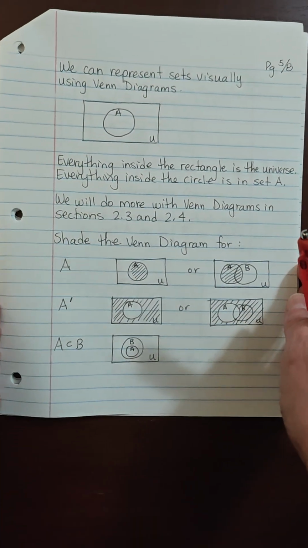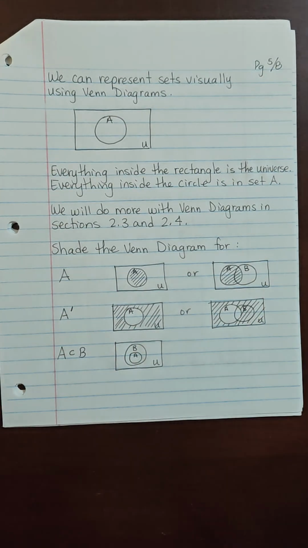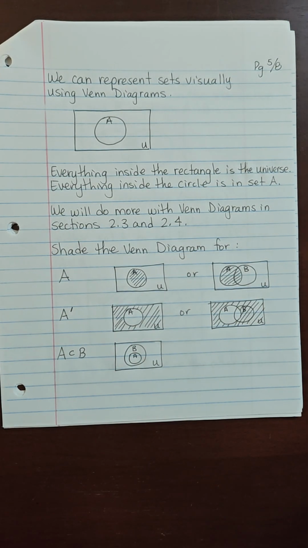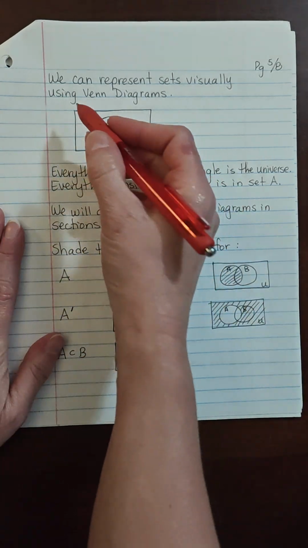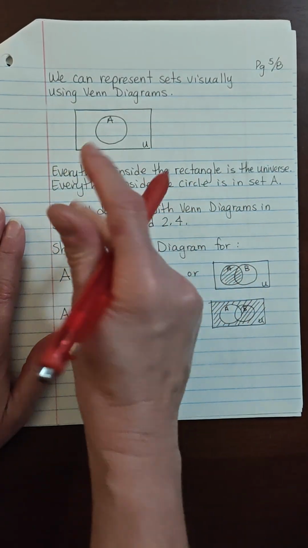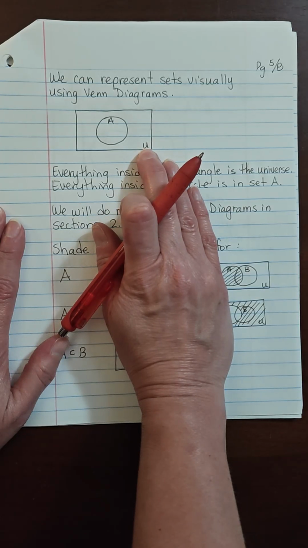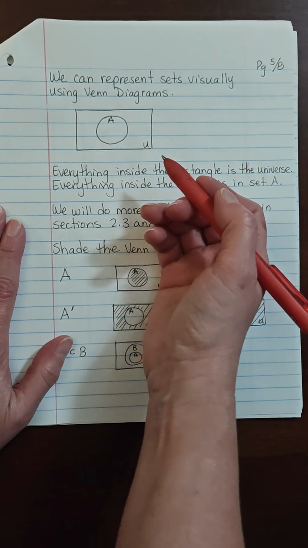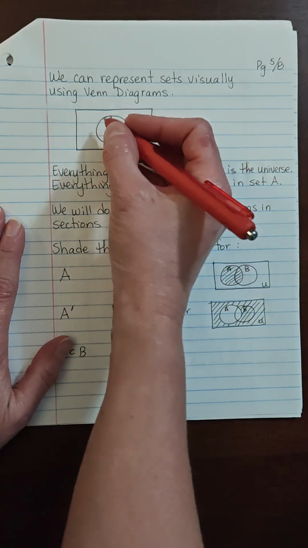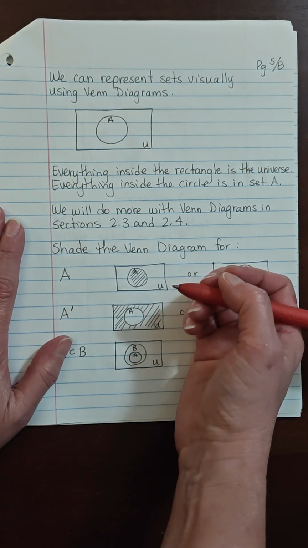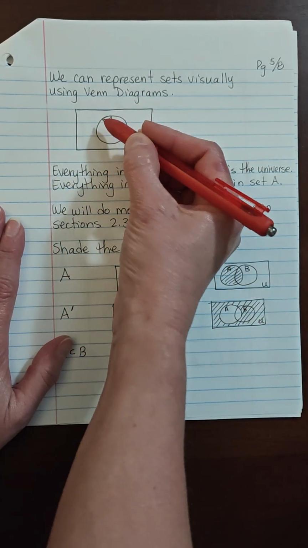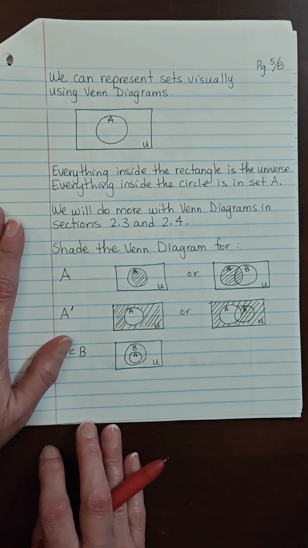We can represent sets visually using what's called a Venn diagram. This Venn diagram is a rectangle, and everything inside the rectangle is the universe. Then for each individual set inside the universe, we tend to use circles. So this would be set A, which is contained in the universe.